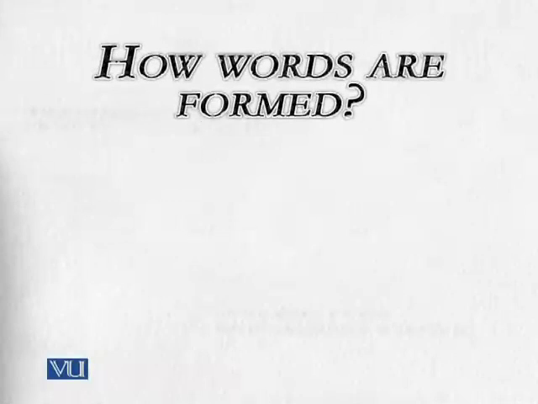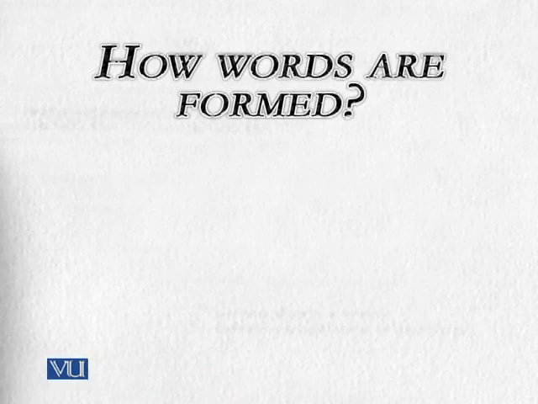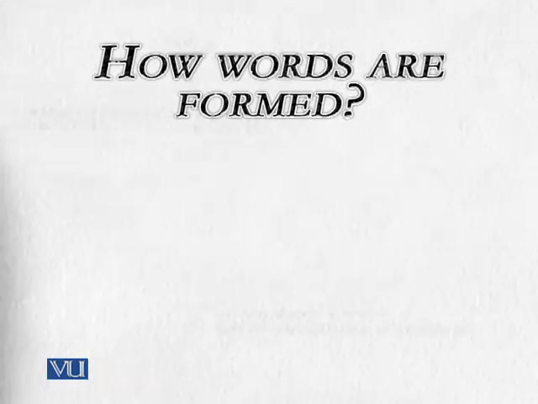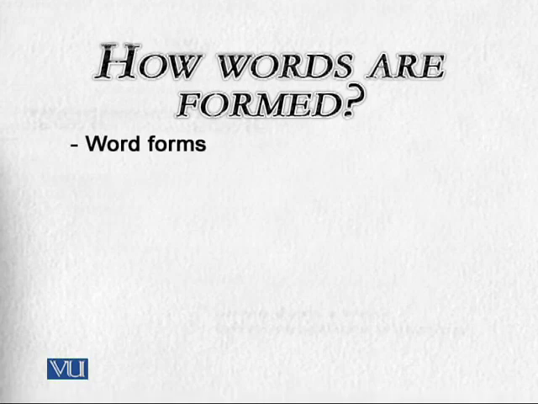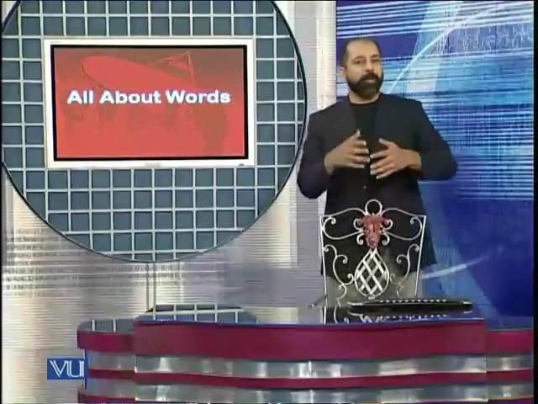Now, the next item I would like to discuss with you about words is how words are formed. From one word, we can make so many words. There are five ways we form words. Number one, the word forms. When I say word forms, it means, let's say there's a noun, you can change the noun into an adjective. And then if there is an adjective, you can change it into an adverb. And there can be a verb also of the same word. So this is how from one word we make two, three, four words. This is called changing the word form.